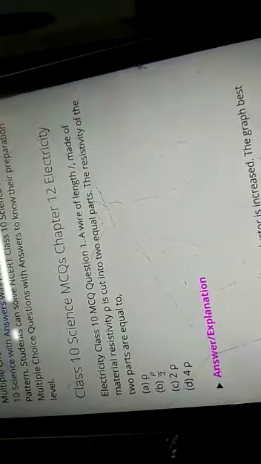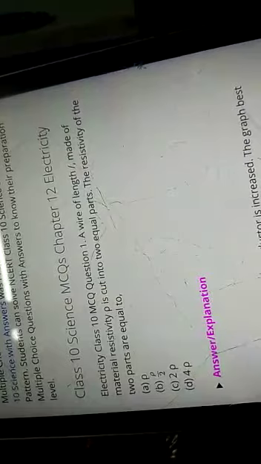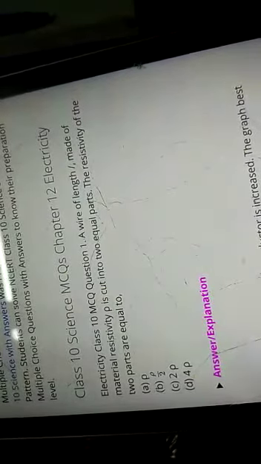Time for the preparation of your first unit test. As you know, you will be asked multiple choice questions in your first unit test. So, we will revise some multiple choice questions today.